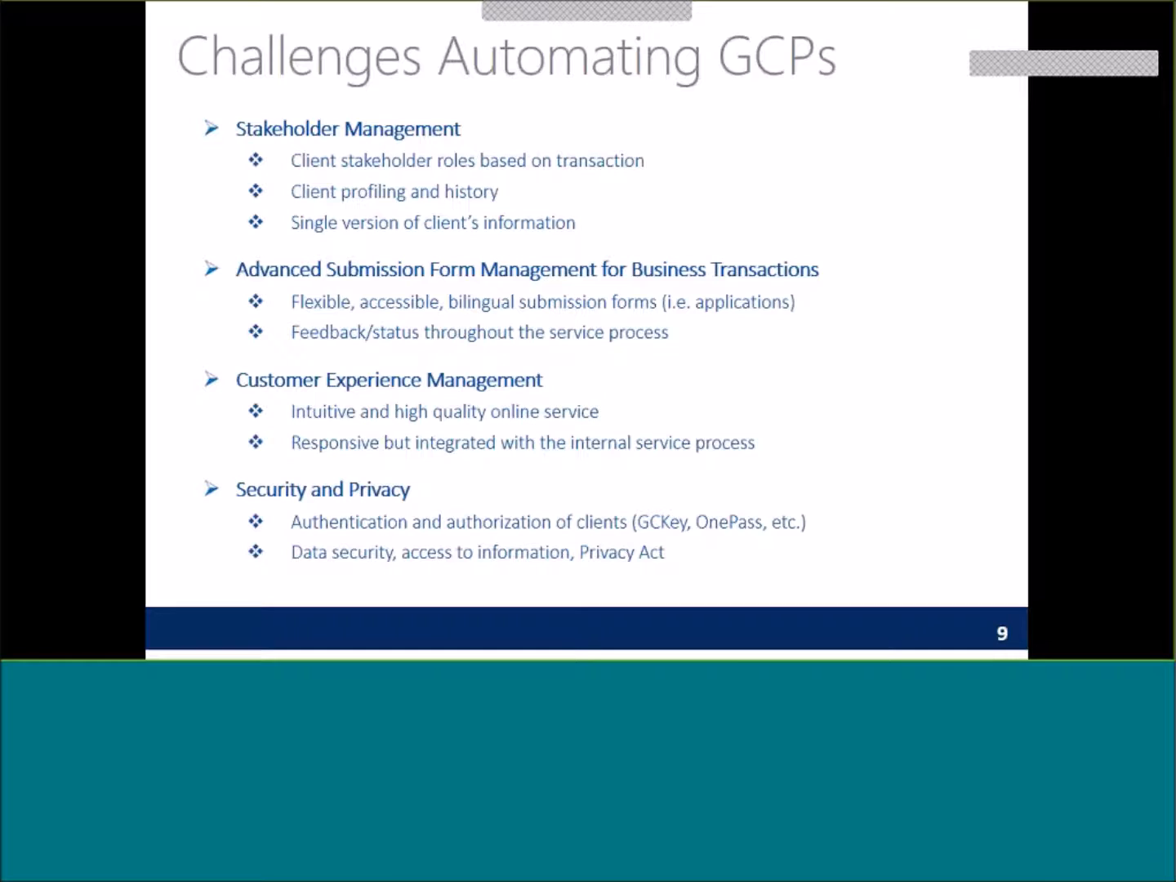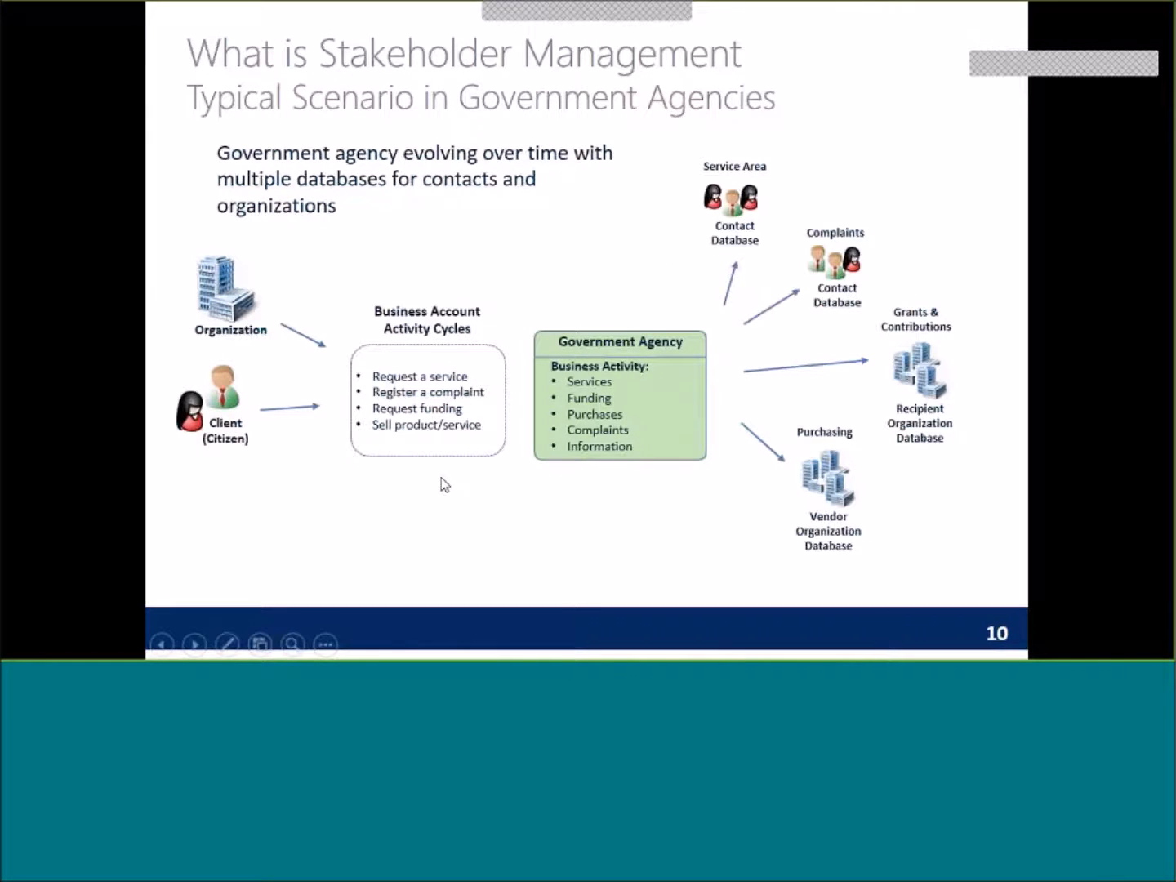And of course, security and privacy. Most government agencies will have a requirement to authenticate through, in the case of the federal level, GC Key, or at the provincial level, various types of authentication systems. And of course, the security of data and access to information, the Privacy Act, all make the handling of information in government client portals a little bit special, a little bit different from what you might see on the commercial side. So quite a few challenges here. Let's just drill down on a couple to build a little more context around them.